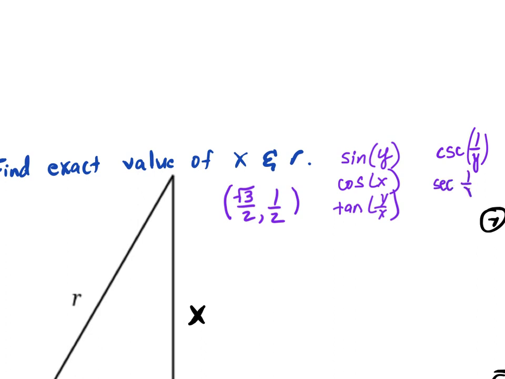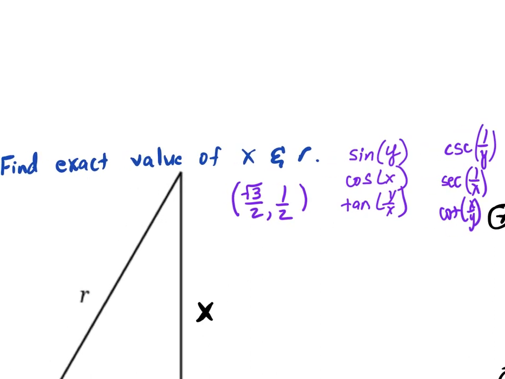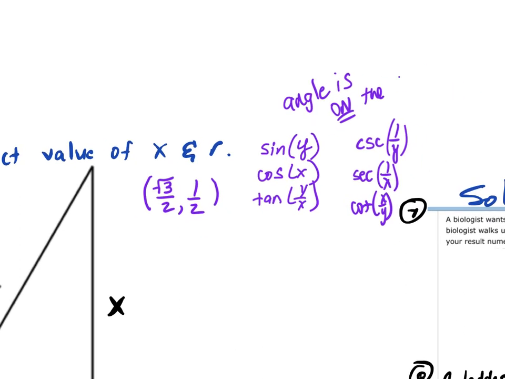Secant would be 1 over x, and cotangent would be x over y. All right, that works when the angle is on the unit circle. And I'm going to give you the unit circle.